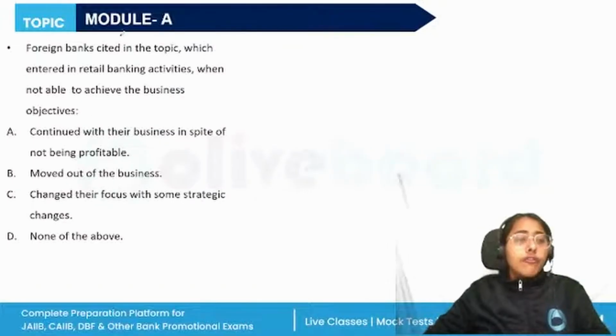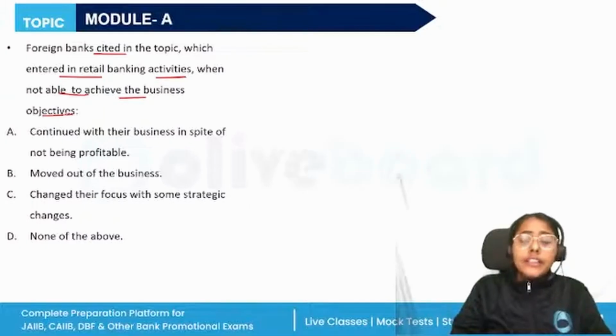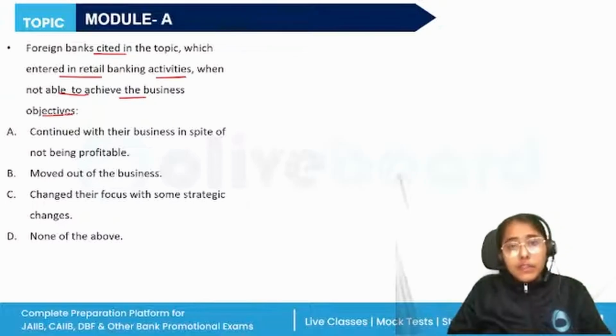Next question. Foreign banks cited in the topic which entered retail banking activities when not able to achieve the business objectives. So, what was the decision of the foreign banks that entered very aggressively in the retail banking segment, but they could not gain profits? What did they do? Did they continue with their business in spite of not being profitable, or did they completely move out of the business, or did they change their focus with some strategic changes, or none of the above?